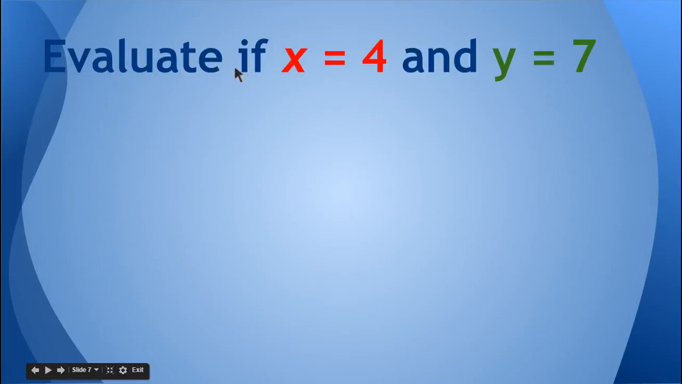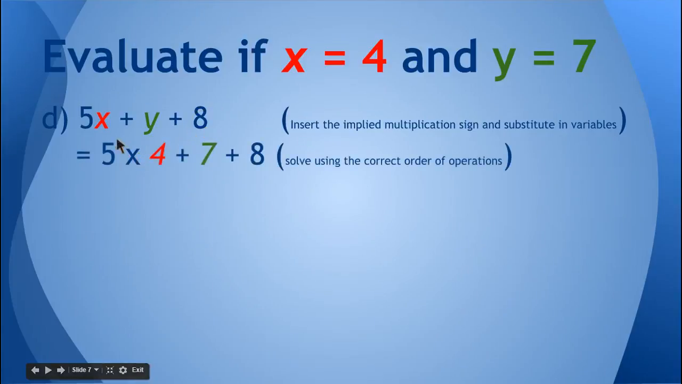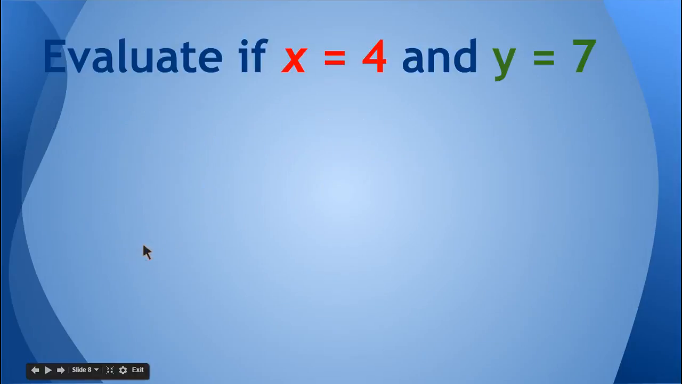So if we evaluate an expression where x is equal to 4 and y is equal to 7, here's an example where we have 5x plus y plus 8. We need to insert a multiplication sign between the 5 and the variable x. So we end up with 5 times 4, because we've substituted the 4 in for the x. Where there was a y in the expression, we substitute in the 7. Then we evaluate: 20 plus 7 plus 8 equals 35.